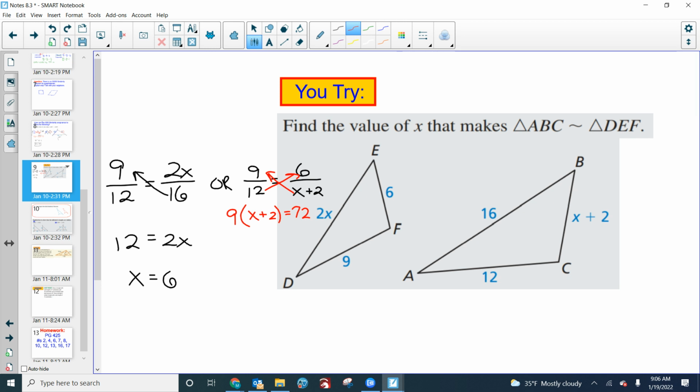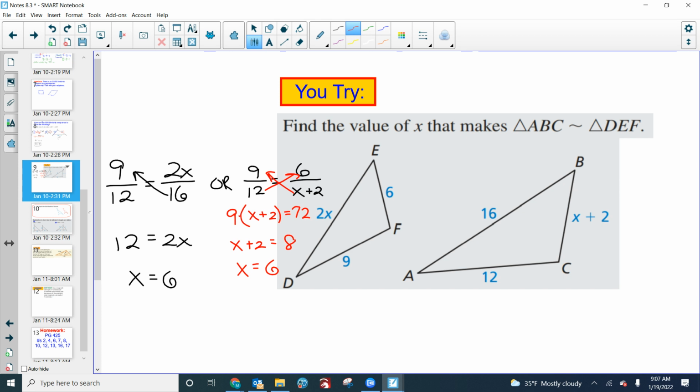Can I distribute the 9 to the x and the 2? Do I have to? No. Couldn't I divide by 9 to simplify the left-hand side? Okay. So x plus 2 is 8. X is 6 either way.